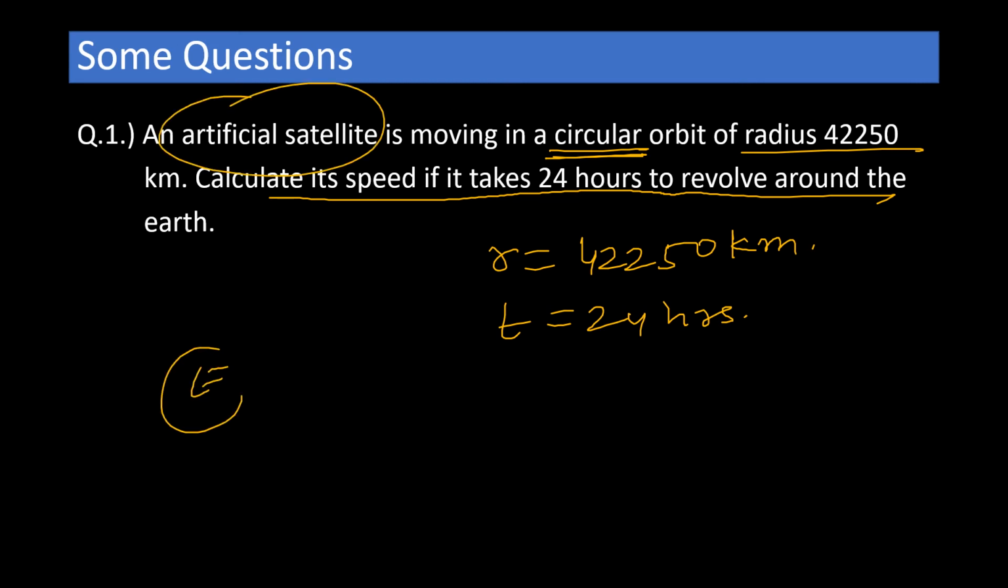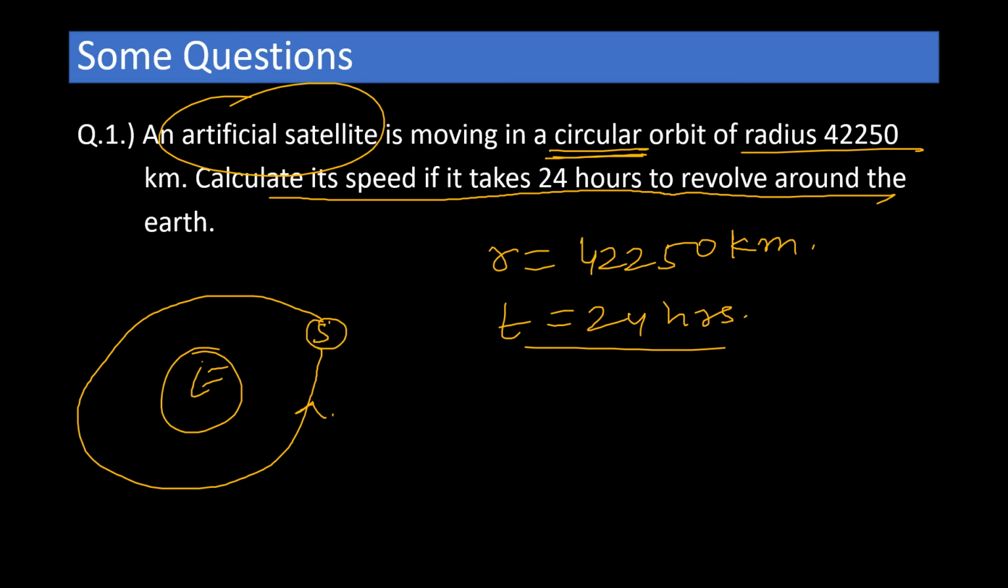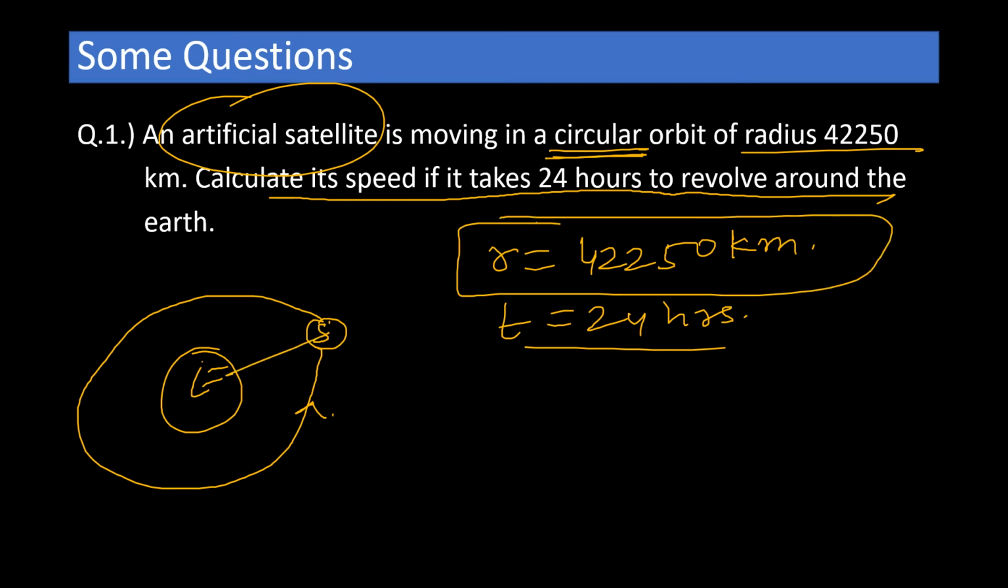So guys, this is an artificial satellite. So let's say this is Earth. So this is an artificial satellite and it's revolving around Earth. So what is the time taken to revolve? 24 hours. What is the radius of the circular orbit or circular path in which the satellite is moving? That is r.